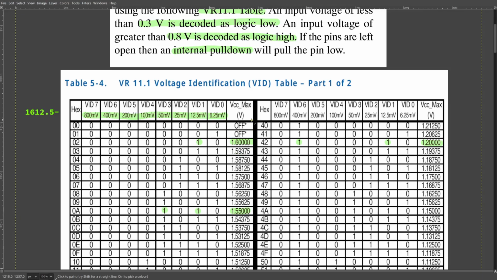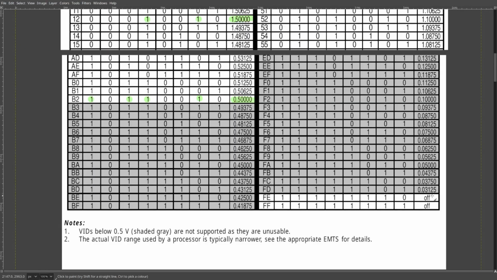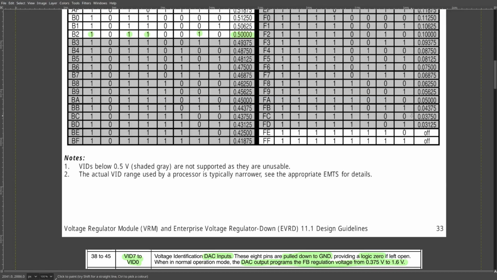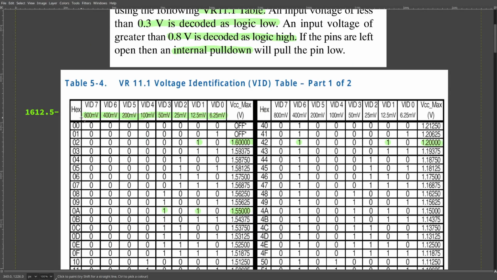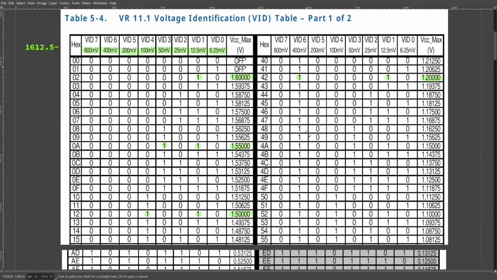Now, in special cases, there's also these off ones up here. That means anything above 1.6 is treated as just VRM off. Don't put out any voltage. The same is true for our bottom vids. Notice all ones and all ones but 1 0. Then that 0 is in the 6.25 millivolt column. That's off. Same thing here. All zeros off. All zeros with the last one being a 1 off.